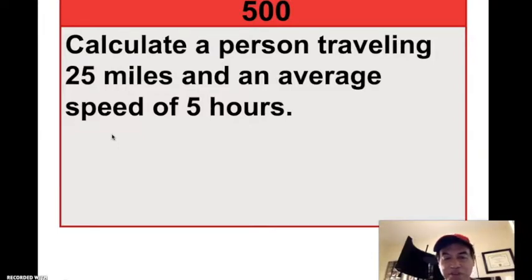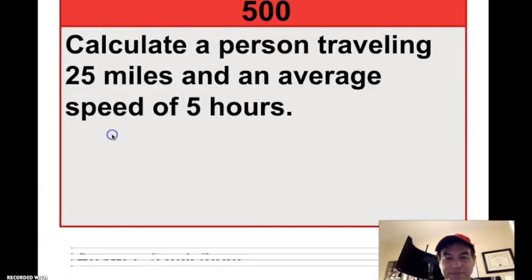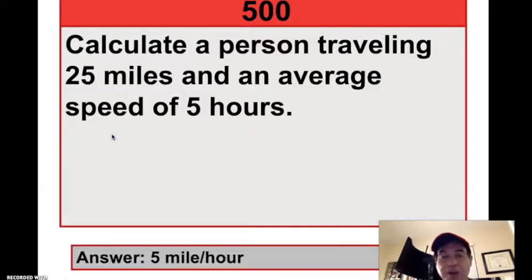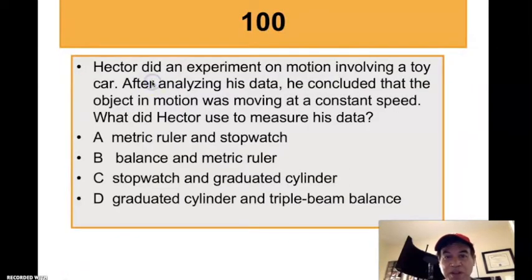Calculate a person traveling 25 miles at an average speed of 5 hours. You can pause the video if you need to. 5 miles per hour. So remember, it's distance divided by time. So it's 25 divided by 5. Okay, so we took care of the red one. Now let's go for the next one.